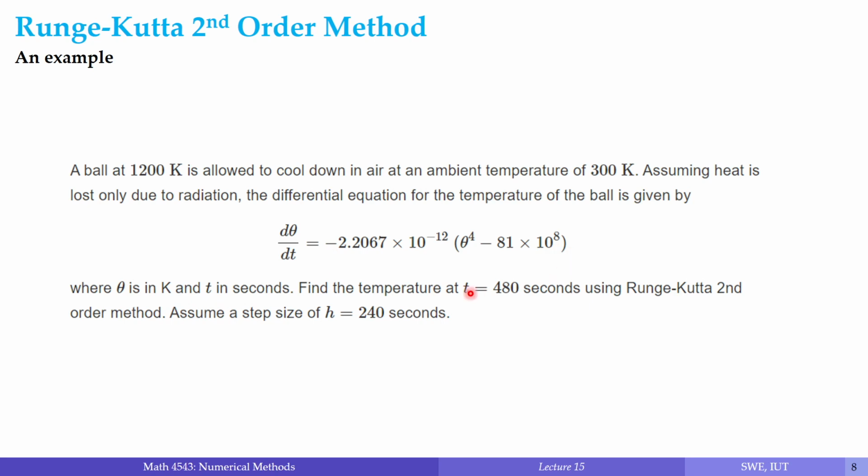Okay. So the question asks us to find the value of the temperature at t equals 480 seconds, just like before. And this time we'll use the RK2 method instead of the Euler's method. And it also tells us to take the value of h, or the value of the step size, as 240 seconds, right? So since we have to calculate the value at 480 seconds, we can simply say that we need to perform two steps of the method, right? Because in the first step we'll go from 0 to 240 and in the second step we'll go from 240 to 480, right? So we'll have to perform two steps of the calculation.